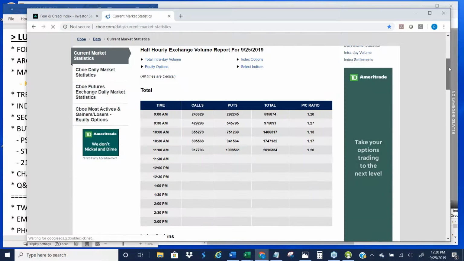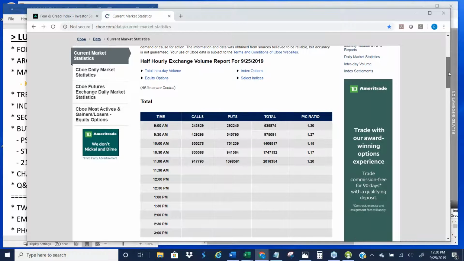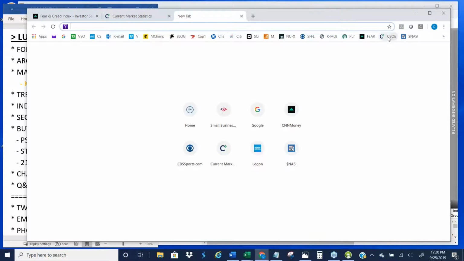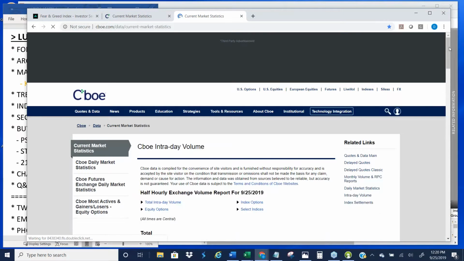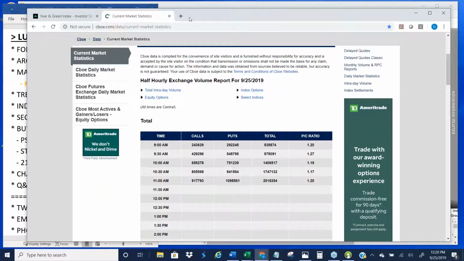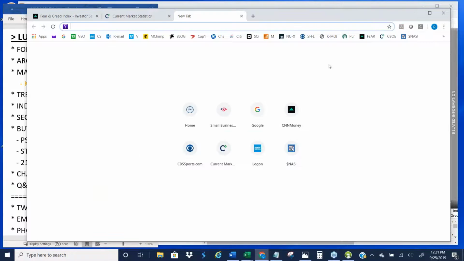CBOE put call, a little bit elevated today. Tim talked in the video last night about how the 10-day moving average is below where he would want to see as far as being able to be a signal for putting some kind of a bottom in. But again, something we monitor, secondary indicator. We're trying to put the odds in our favor when we follow these indicators.